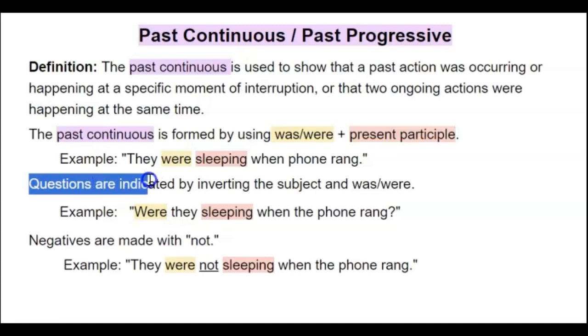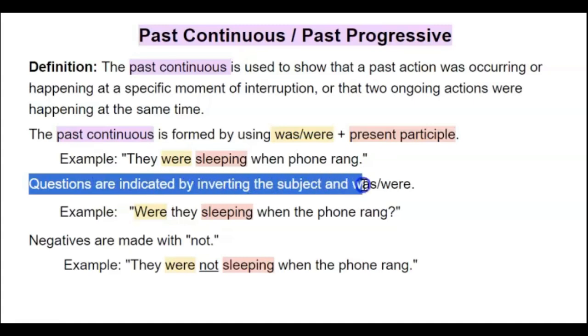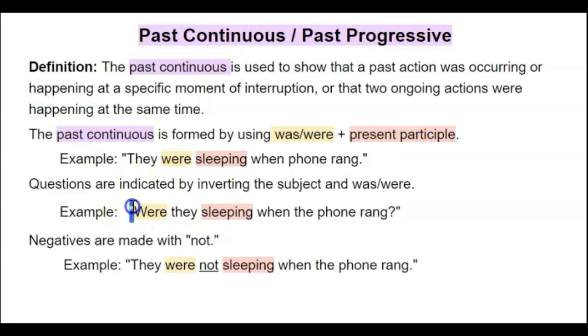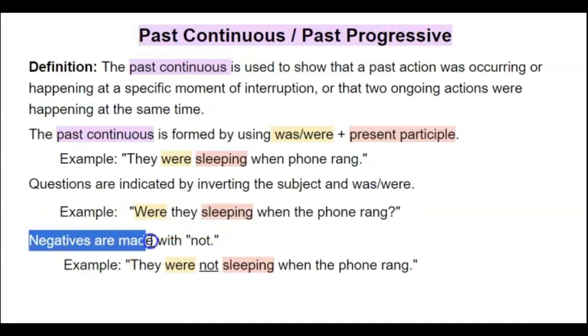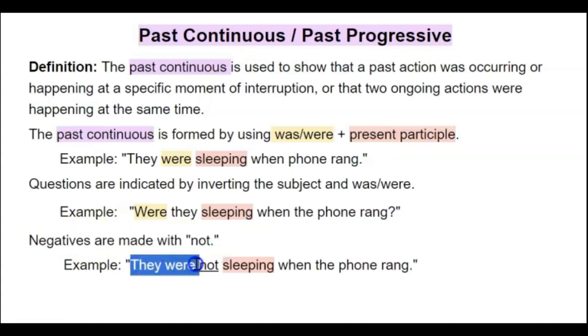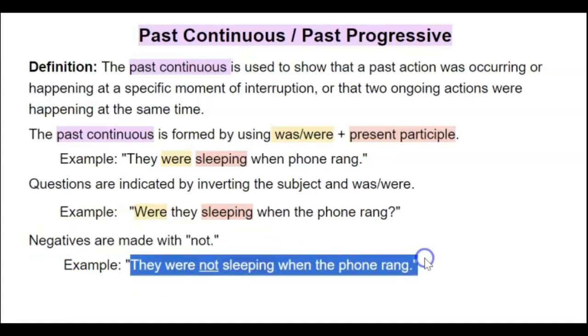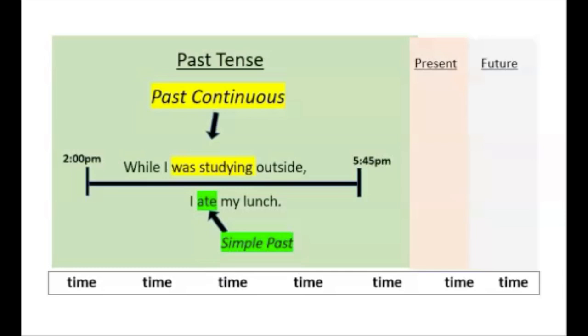Questions are indicated by inverting, or switching, the subject and was or were. Example: were they sleeping when the phone rang? And a negative would be made with the word not. So, they were not sleeping when the phone rang.